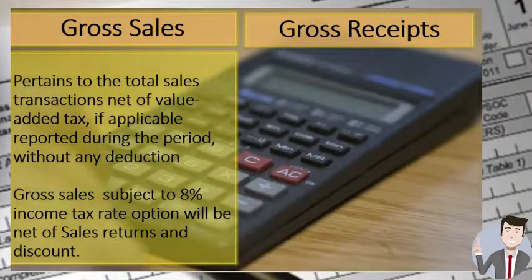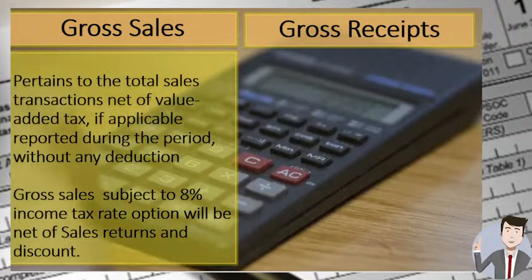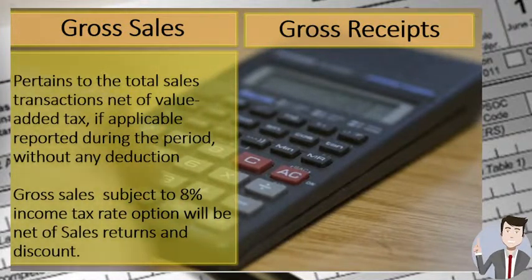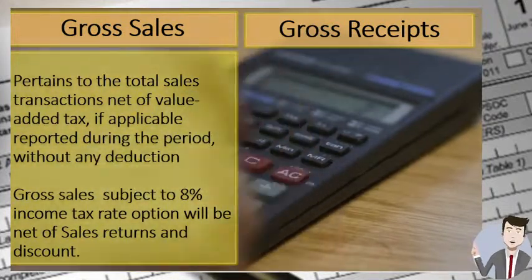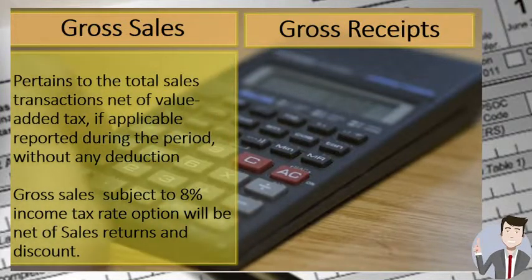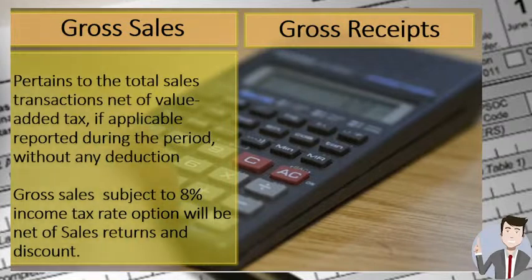So guys, under the TRAIN law, which is new, taxpayers have the option to select what we call the 8% income tax rate. And it will be discussed under this chapter. So we will discuss the 8% income tax rate option. But for the meantime, the tax base for the income tax for that 8% income tax rate option will be gross sales net of sales returns and discounts. Okay?